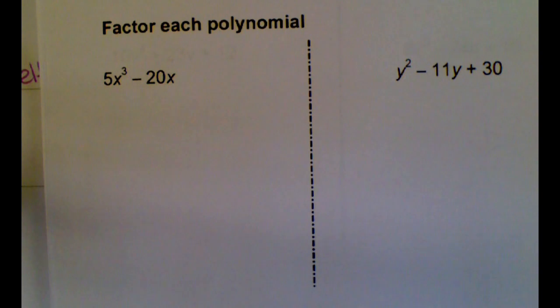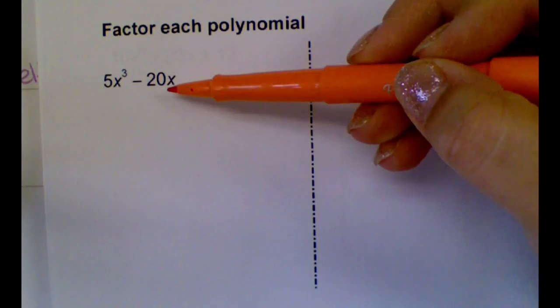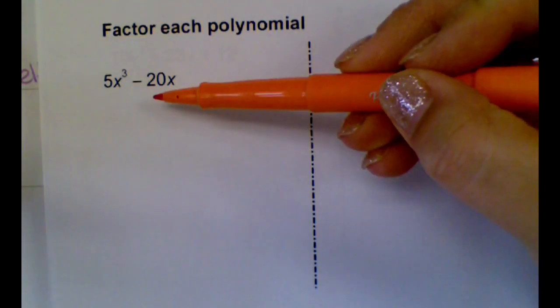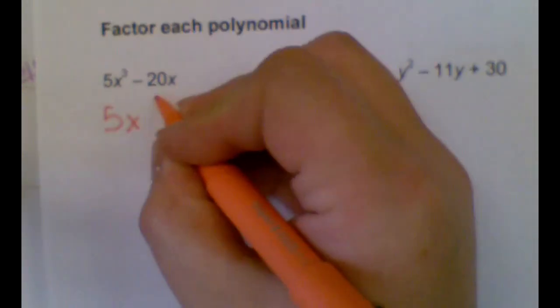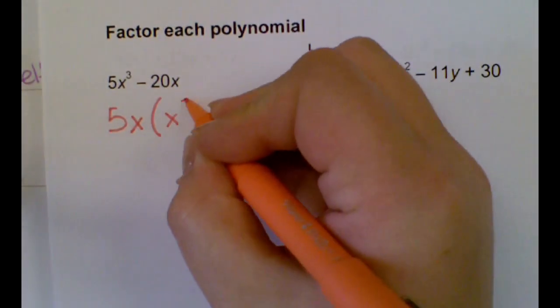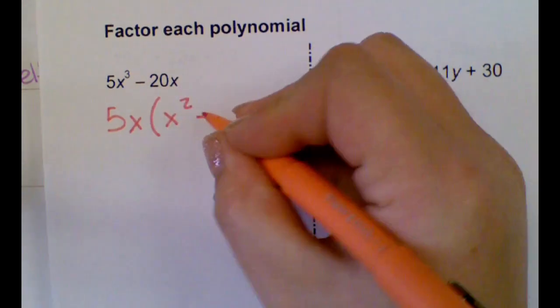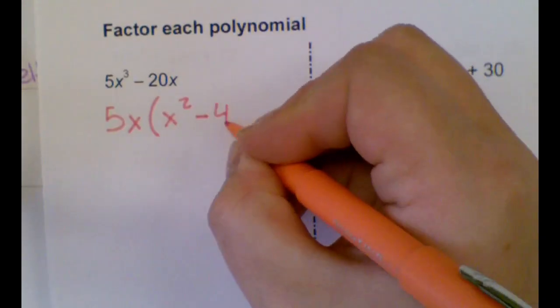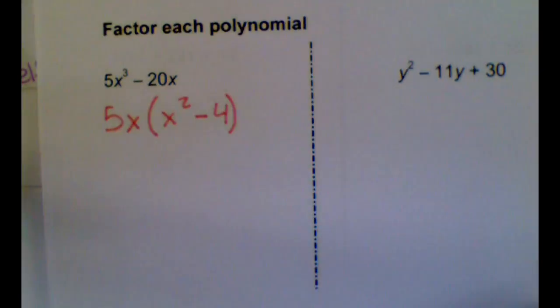So to start factoring, we start with the GCF, the biggest thing that can go into both of these terms. Well, I know I can take a 5 out of 5 and 20, and I can take an x out of both. That leaves me with x squared, because 5x times x squared makes 5x cubed, minus 4, because 5 times 4 makes 20, and that x is there. Now we are going to factor this.